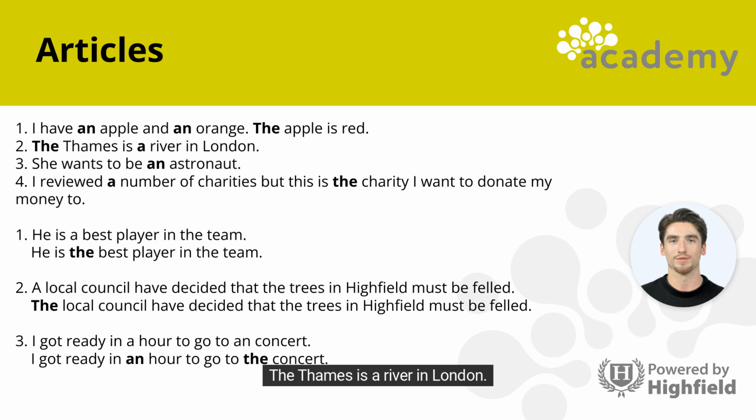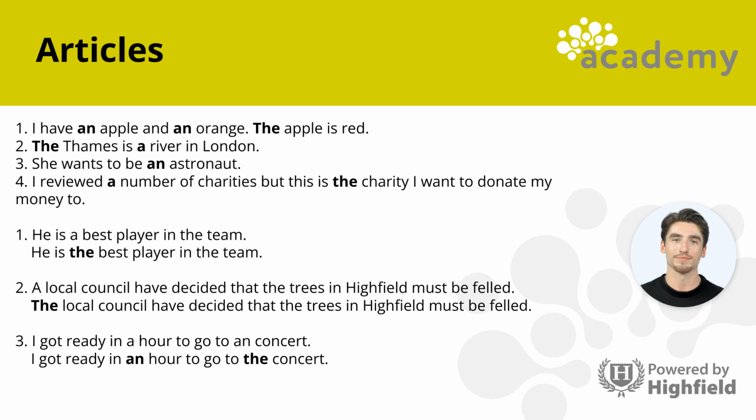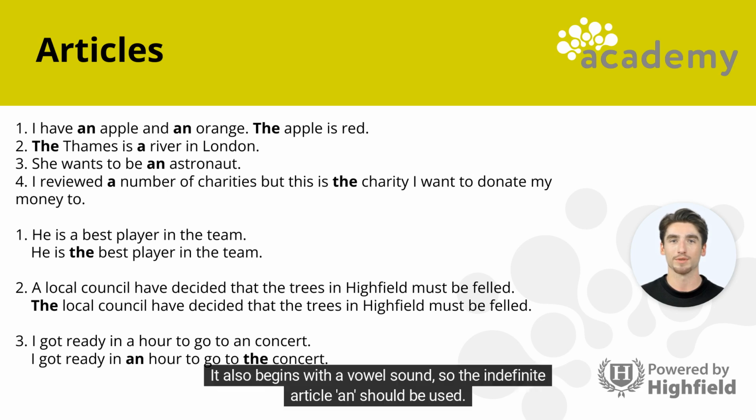The Thames is a river in London. The Thames is a specific river, so the is used. However, as there is more than one river in London, a should be used when referring to the river part of the sentence. She wants to be an astronaut. This is just a generic job title. It also begins with a vowel sound, so the indefinite article an should be used.